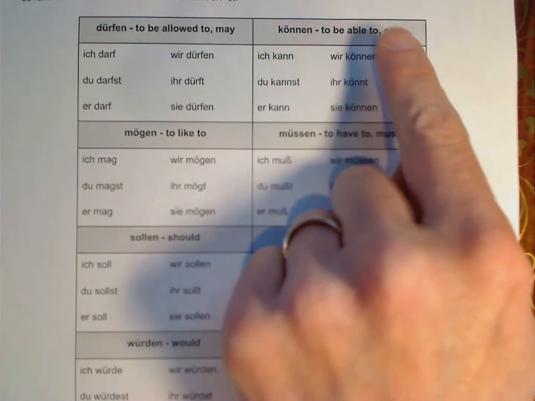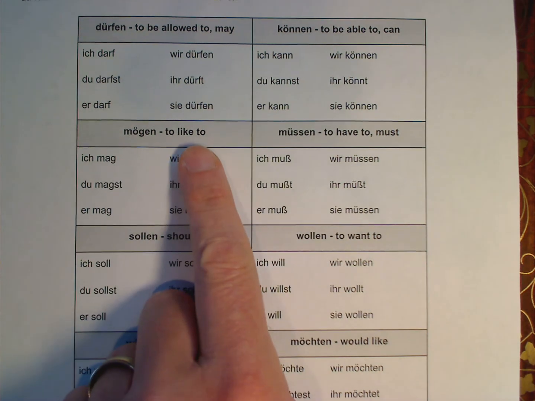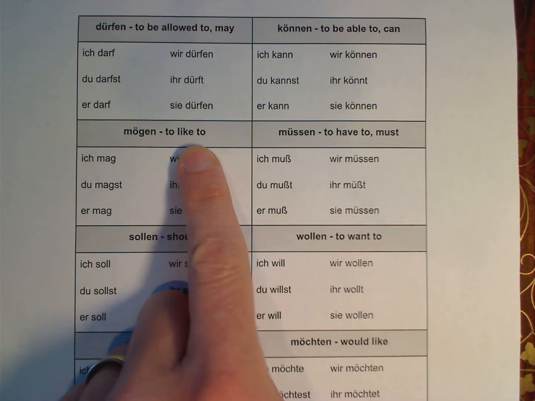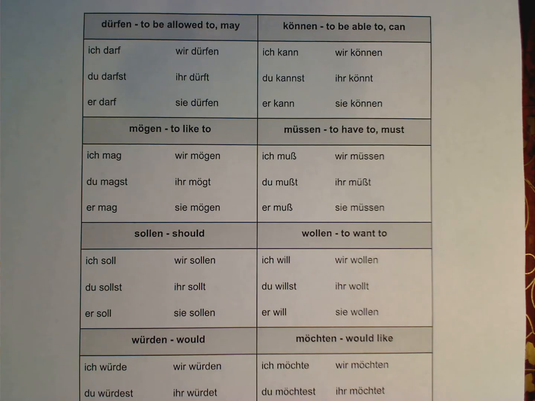Können means can. Mögen means to like or to like to. Müssen means must or to have to.